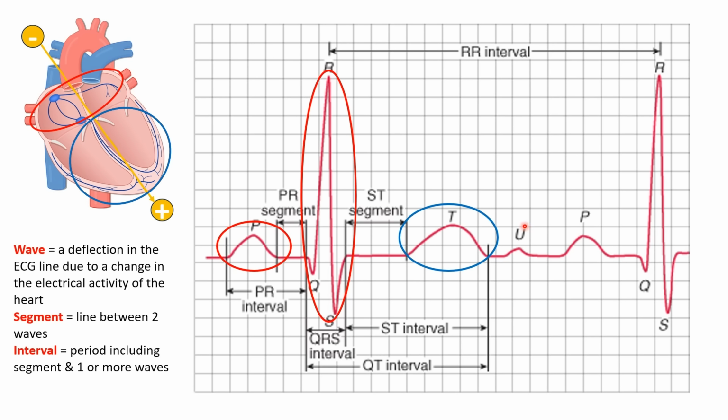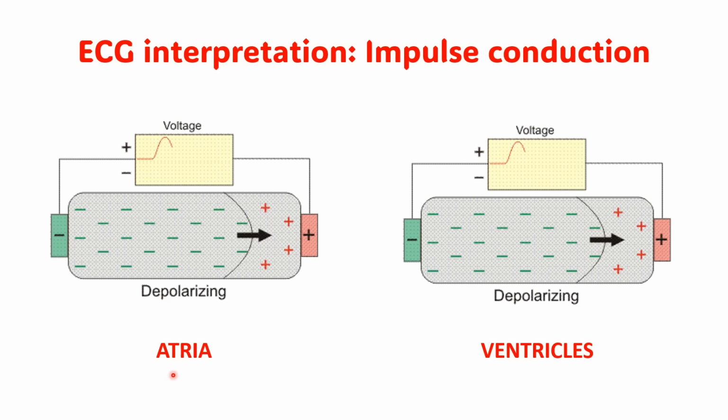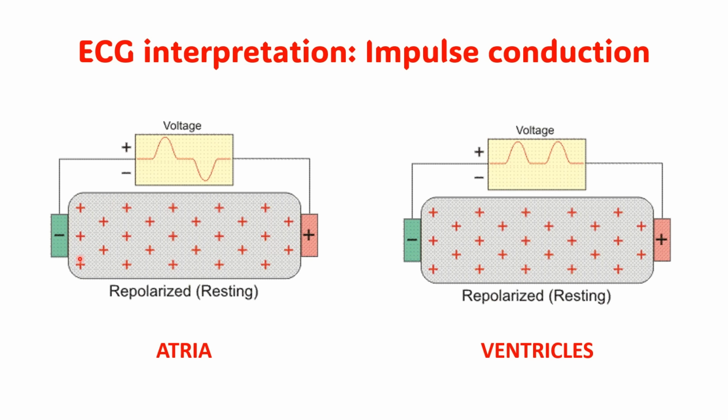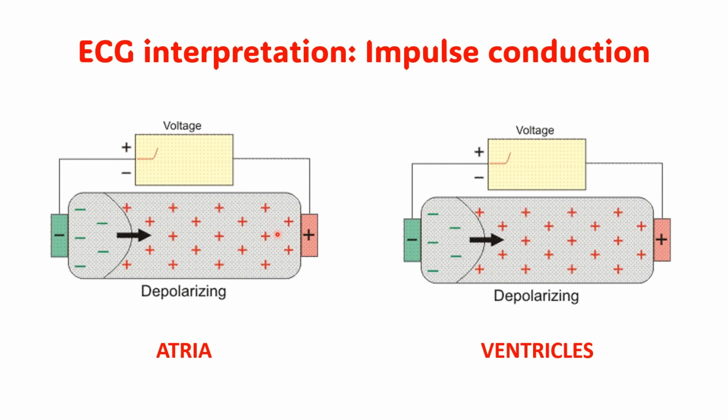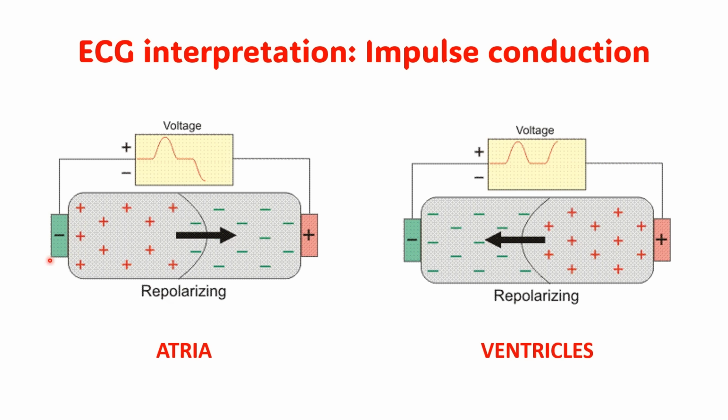Okay, so here we have two diagrams. We have one diagram representing the atria, and then another diagram representing the ventricles. Essentially, this grey area here is representing muscle tissue in a salt solution, and we have an electrode connected to each side. So we have a negative electrode here and a positive electrode.